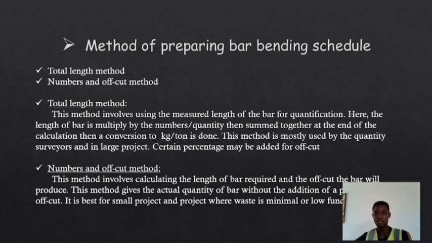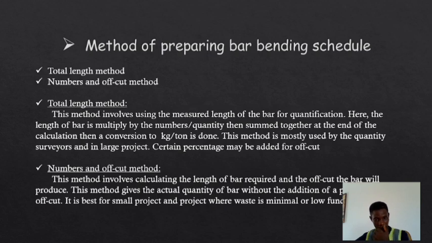if it is not that much, you can request. You can use part of your money. Probably you have excess somewhere. You can use it to cover for the shortage of reinforcement, and you can even have more. But the number and off-cut method is going to give you the accurate quantity you need.